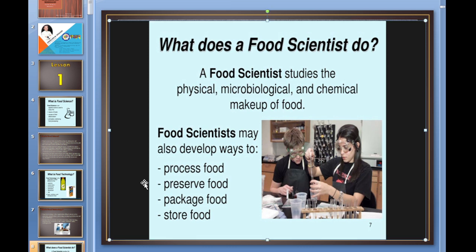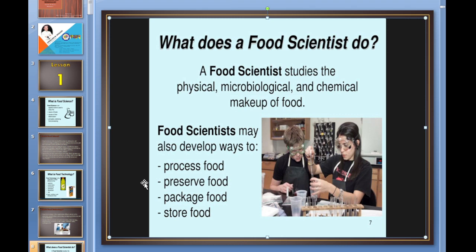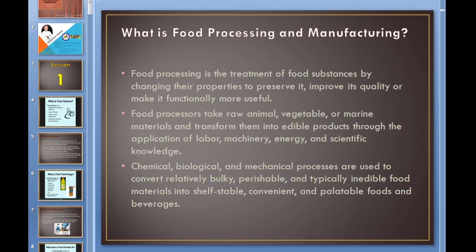Okay. Next is we have, okay, so here, what is food processing? Okay, and food manufacturing. Okay, food processing is the treatment of food substances by changing their properties. Okay? To preserve it. Okay. So, what does changing their properties mean, class? Once you are talking about changing of properties, it means its appearance and its taste changed. So there are changes. Okay, for example, bulad.